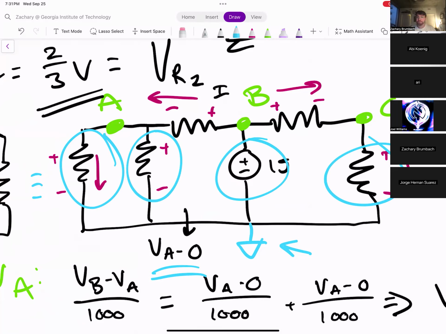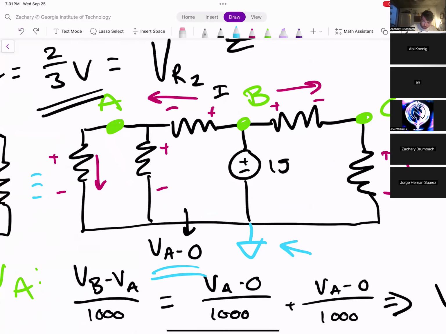Yeah. And I think the reason why I mess up node analysis so much is that I just don't understand the difference between nodes and junctions. Can you just, like, explain to me, dumb it down, what is a node?